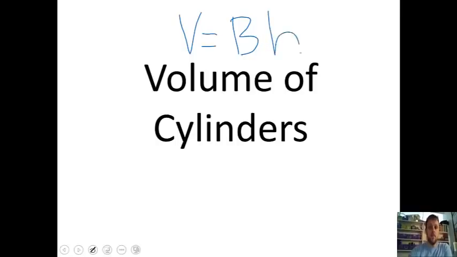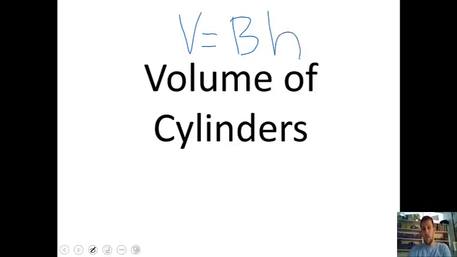This is volume of cylinders. We did this in class today, so it should be a nice review and something that you can always look back to if you get lost. The one thing that you need to know about this, especially volume of cylinders, is that it's found by finding the volume of the big base times the height.